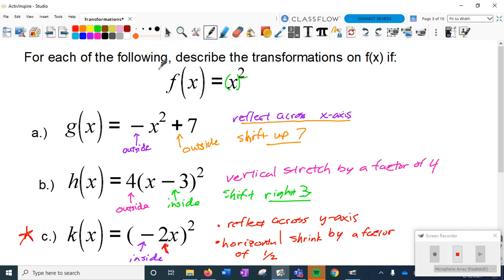Yesterday, we took a look at transformations of functions, and you worked on that in class today, hopefully. We were describing the transformation. I gave you a function, and I gave you a second function to compare so that you could describe what transformations were going to take place. So we took a function like f of x equals x squared, looked at some different changes to it, and we wrote down the transformations.